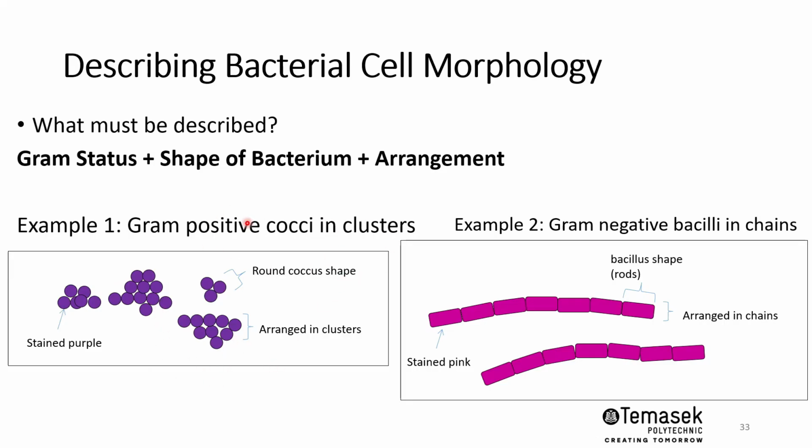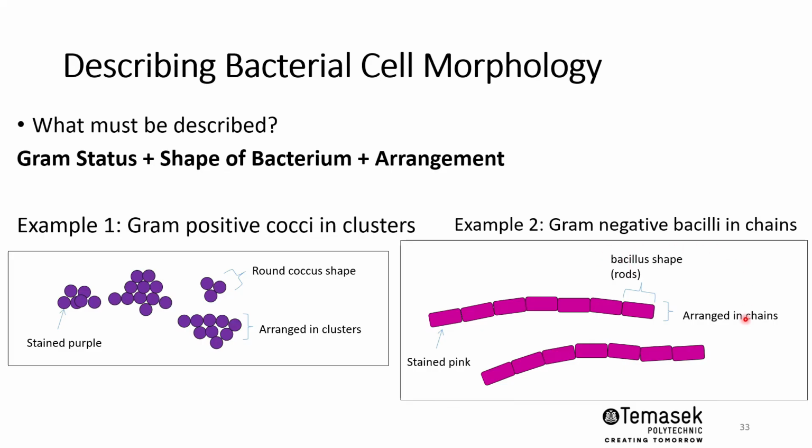In example 2, if you look under a light microscope, you see rod-shaped bacterial cells. They're arranged in chains and they stain pink. Remember, when cells are stained pink, they are gram-negative. So we call them gram-negative bacilli in chains.